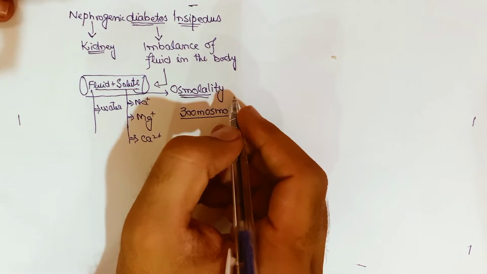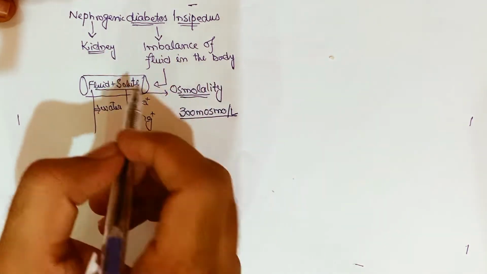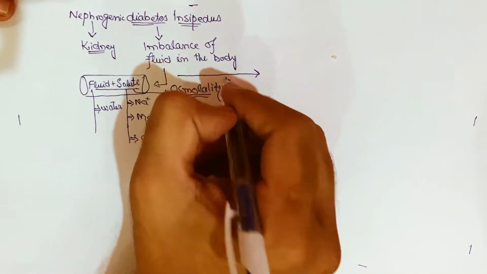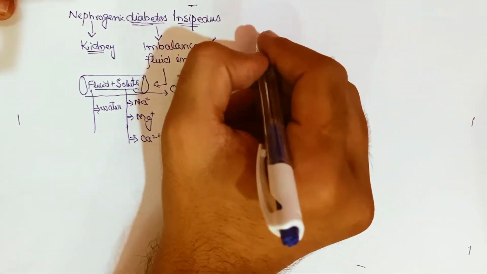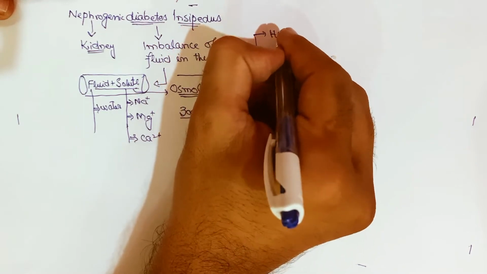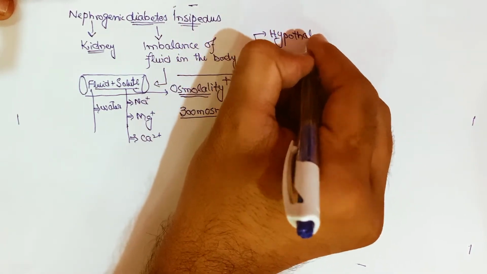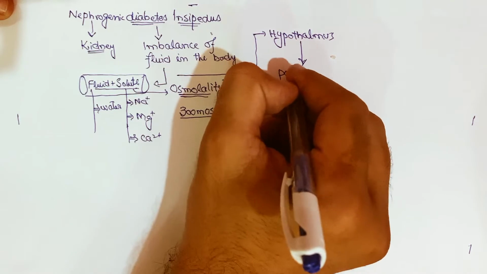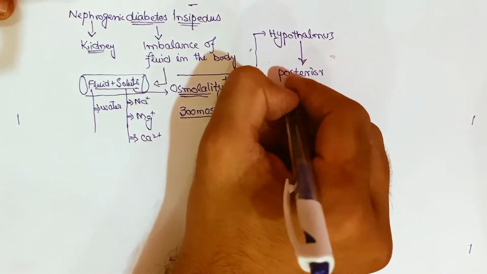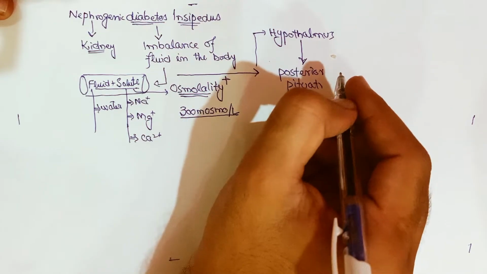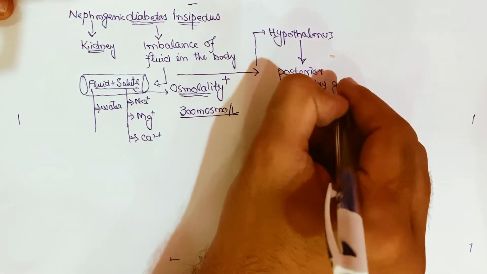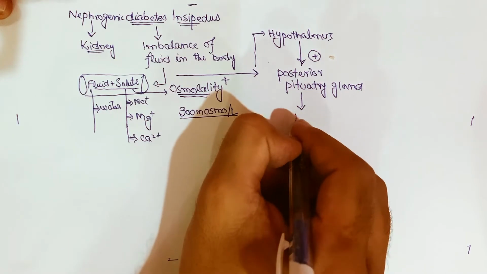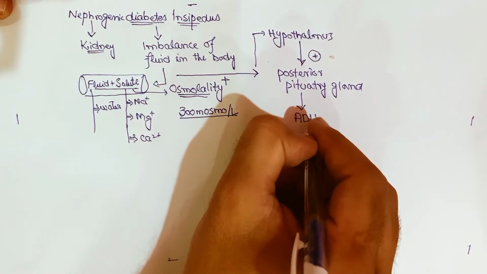When this osmolar pressure increases in the blood vessel, it sends a message to the hypothalamus, and in turn the hypothalamus provides a message to the posterior pituitary gland. This pituitary gland, when stimulated, produces a hormone known as antidiuretic hormone.